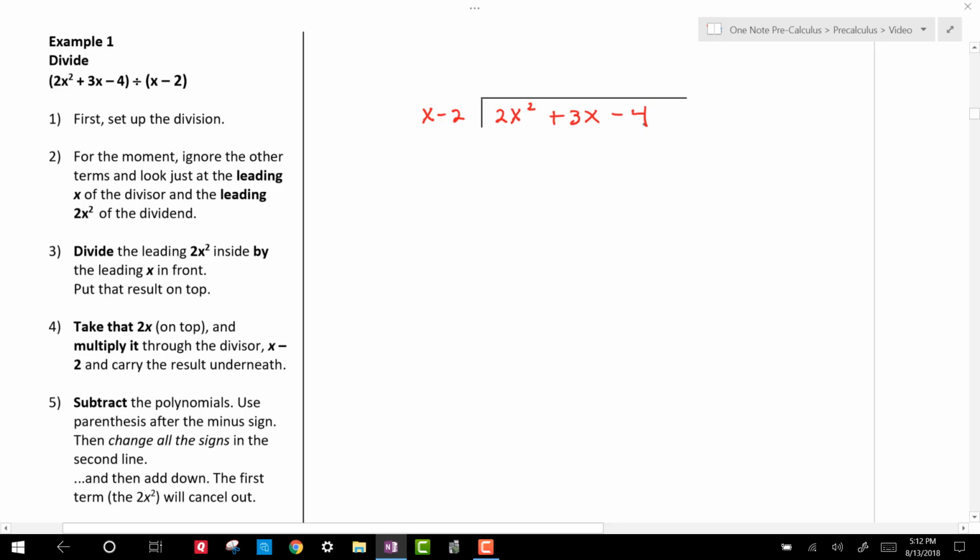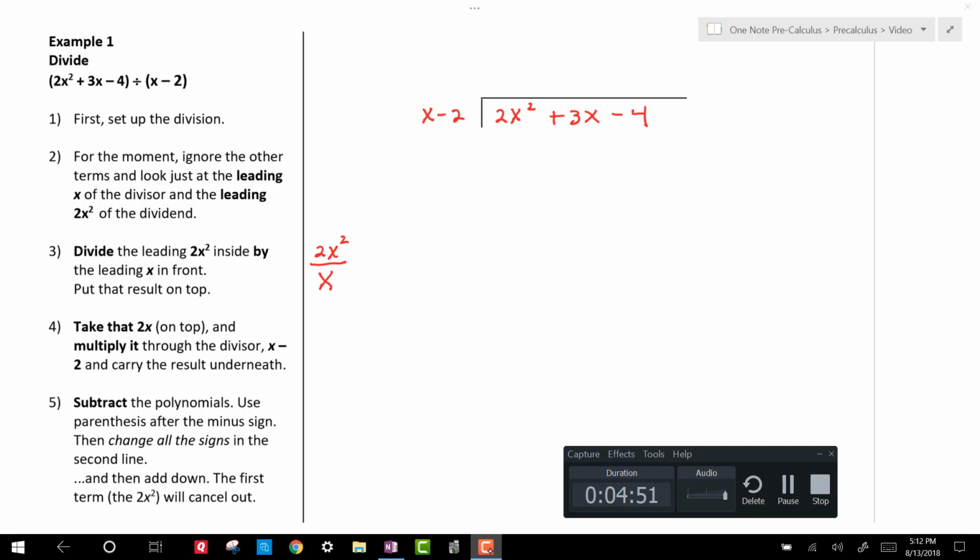All right. And so it says, for the moment, ignore the other terms and just look at the leading x of the divisor and the leading 2x squared of the dividend. So I'm only going to focus on 2x squared and the x on the outside. I'm going to divide that 2x squared on the inside by the x that's on the outside. Okay?